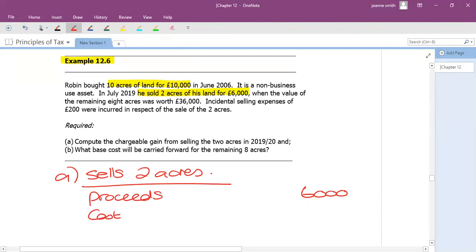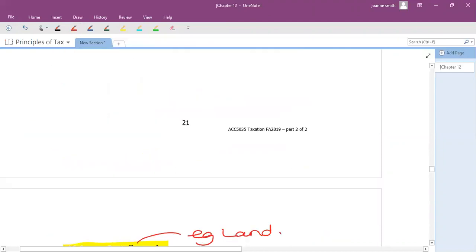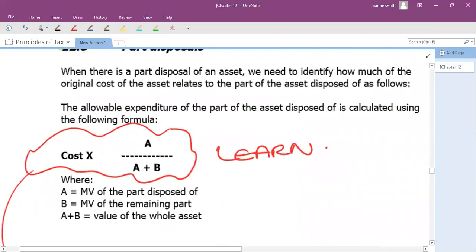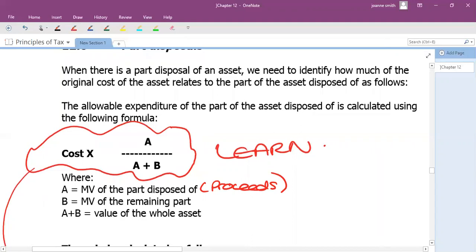I can't deduct the 10 grand because that's for the whole of the land and I'm only selling 2 of it. And I can't take 2/10 like I would with a wasting asset. So what I've got to do is take the whole cost, the whole 10 acres, and multiply it by A over A plus B. So if we remind ourselves what A over A plus B is, the market value of what you're selling, which effectively is the proceeds, because market value means what's it worth now, and the market value of what you've got left.